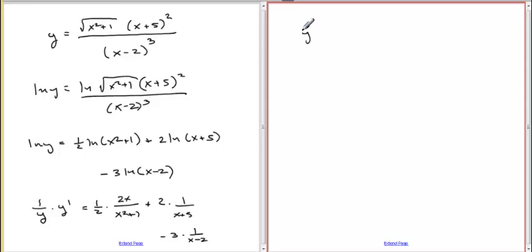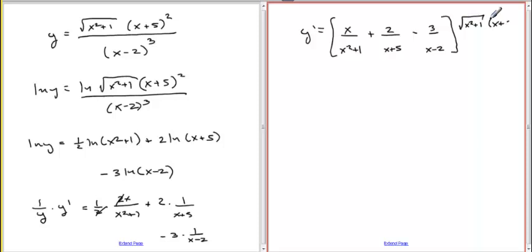And finally, the final answer, y prime: you're going to multiply both sides by y to solve for y prime. And you'll clean it up, so you notice these two cancel out. We'll get x over x squared plus 1, plus 2 over x plus 5, minus 3 over x minus 2. So that's the whole right-hand side. And then we multiply by y. So we have to rewrite y back down in terms of x. And that's as far as we're going to go. We're not going to combine these two, just get it to that point.